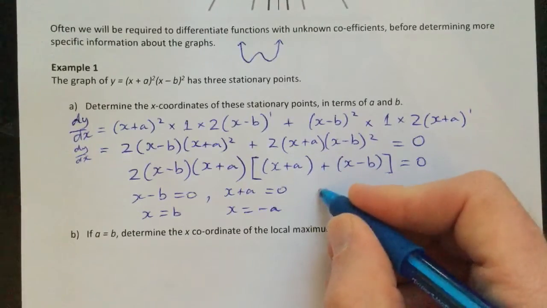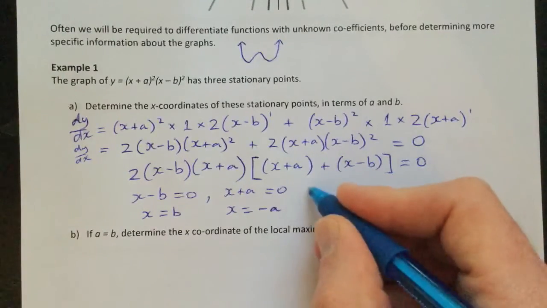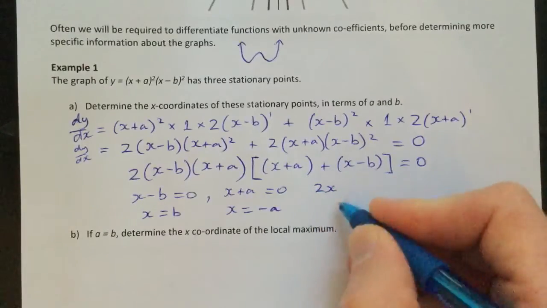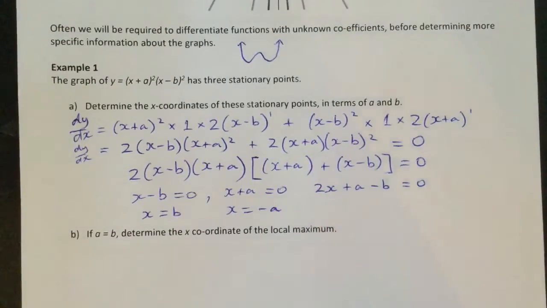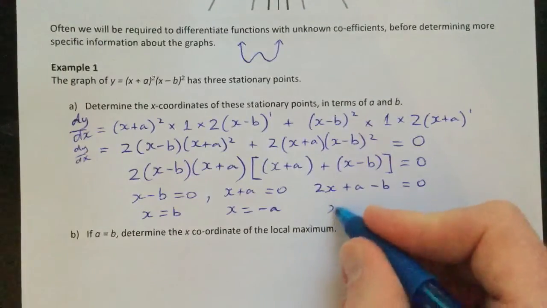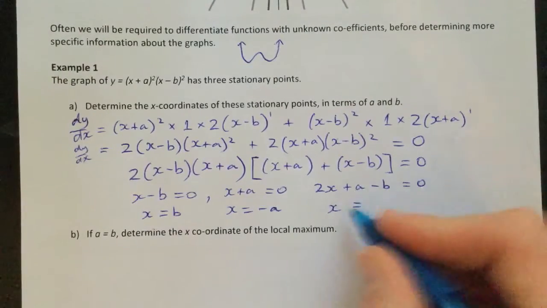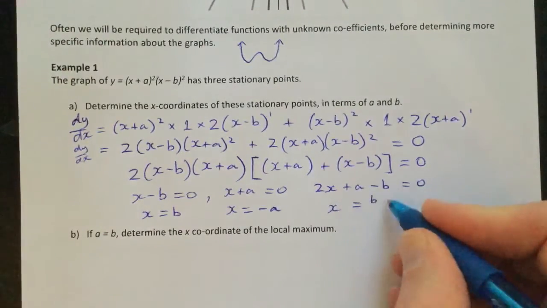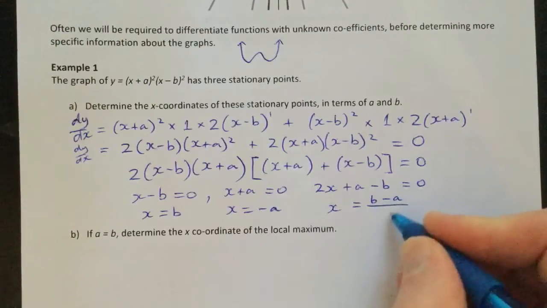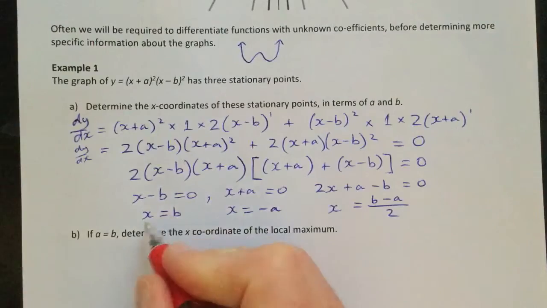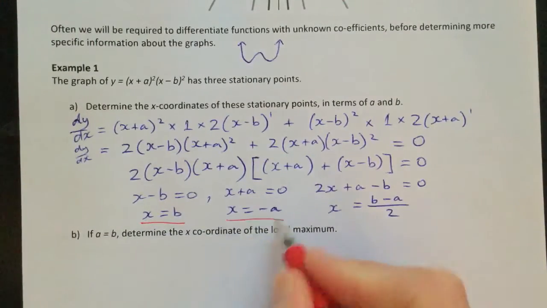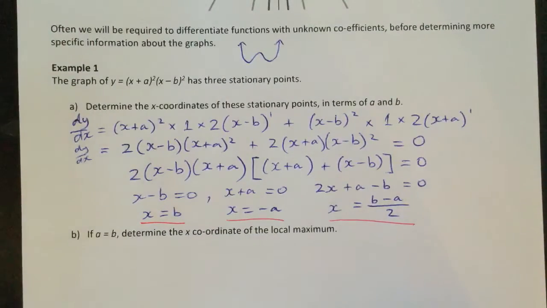this square bracket, which is, well, I'm going to do 2 steps in one here. If I add it all together, 2x plus a minus b equals 0, which would mean that x equals, add the b, subtract the a, divide by 2, we get b minus a over 2. Okay, so a little bit squished there, but you can see we were only asked to find the x coordinates, so we've got x equals b, x equals negative a, and x equals b minus a over 2. Those are the 3 coordinates of our stationary points.